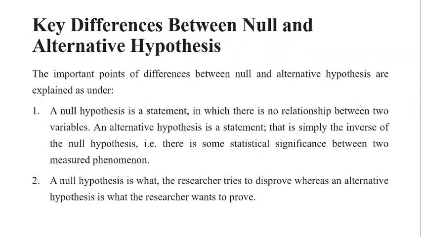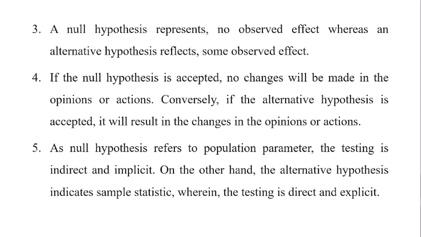So what are the differences between the null and alternative hypothesis? The first difference is that, as I already mentioned, the null hypothesis states that there is no relationship, while the alternative states that there is a relationship. Actually, it is the inverse of the null hypothesis. The null hypothesis is what the researcher tries to disprove, whereas the alternative hypothesis is what the researcher wants to prove.